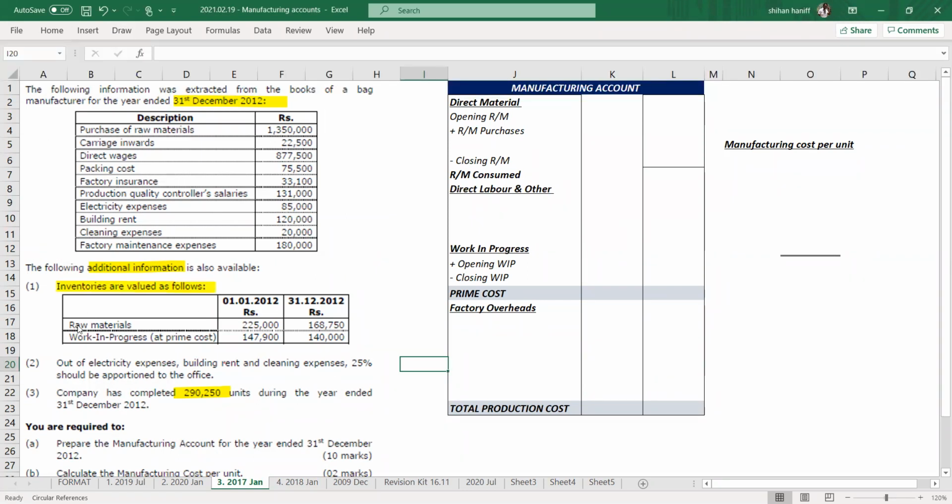Inventories are valued as follows: raw material, work in progress, prime cost. Opening, closing balances. Opening raw material 225. Closing raw material 168,750. Work in progress at prime cost 147,900 minus 140,000.